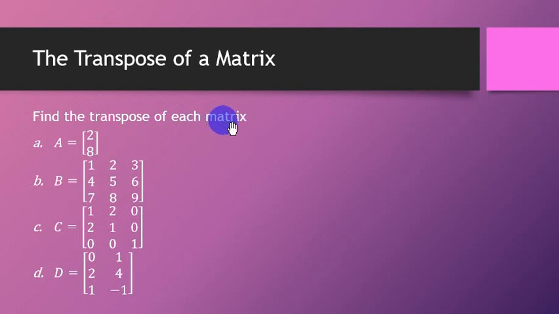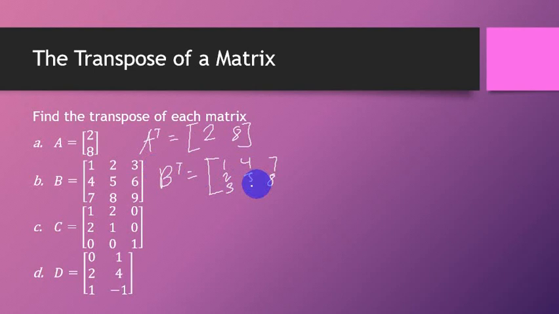So, we are asked to find the transpose of each matrix. For letter A, we have this column matrix, and to find A transpose, all we need to do is write the column matrix as a row matrix. That's it. For B transpose, we would have to write its columns as rows. So, instead of 1, 2, 3, I'm going to have 1, 4, 7. Then in this order as well, 2, 5, 8. And finally, 3, 6, 9. So this is B transpose from the original matrix B.